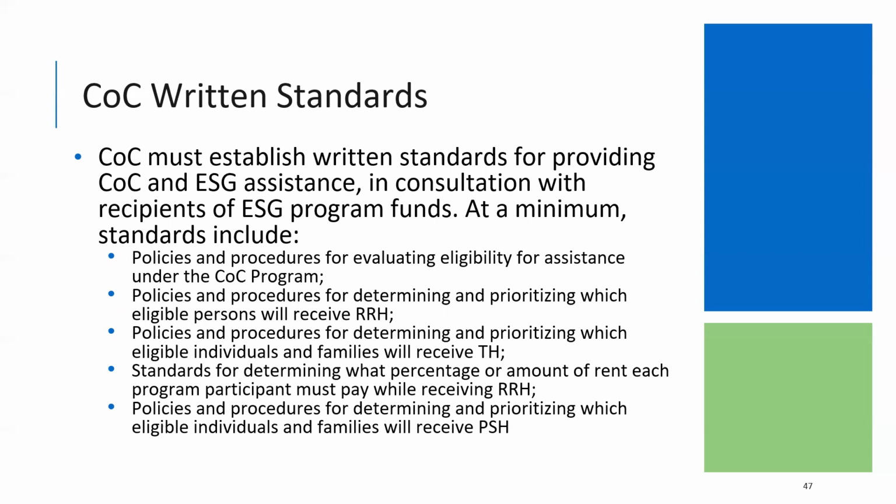how you're evaluating whether someone is eligible for CoC assistance, how you're prioritizing folks for rapid rehousing, how you're prioritizing folks for transitional housing, what percentage or amount of rent each participant must pay while receiving rapid rehousing. That's a CoC guided decision that should be outlined in your written standards, and how you're going to prioritize folks for PSH. Those are the minimum requirements.